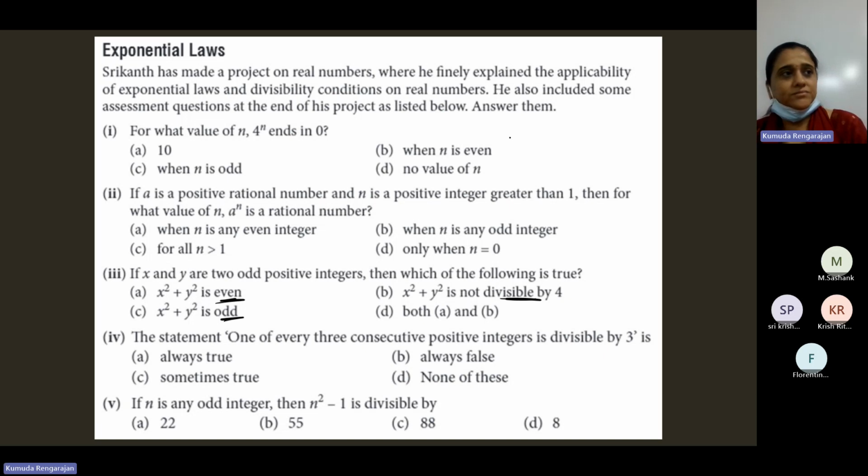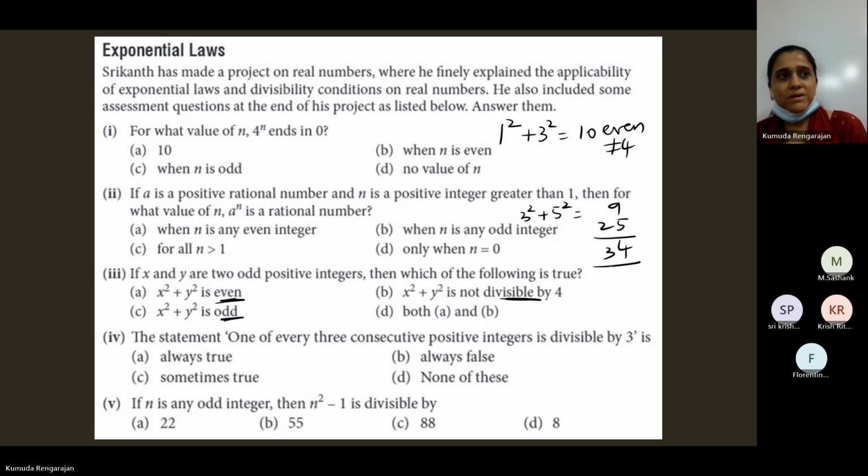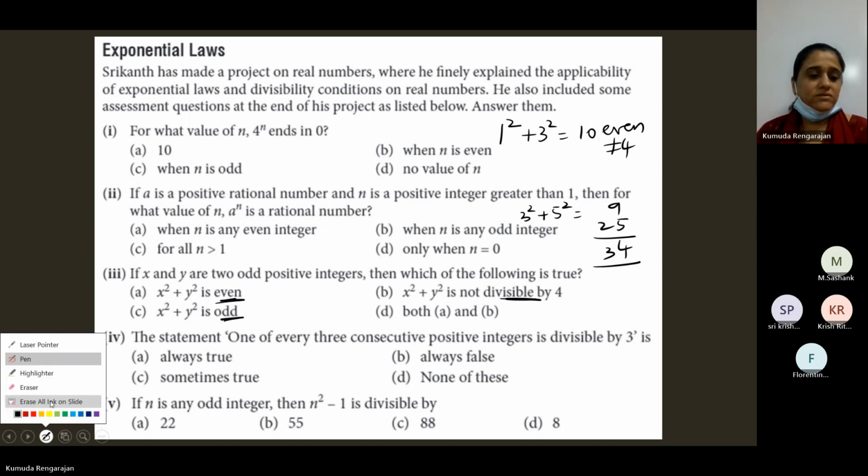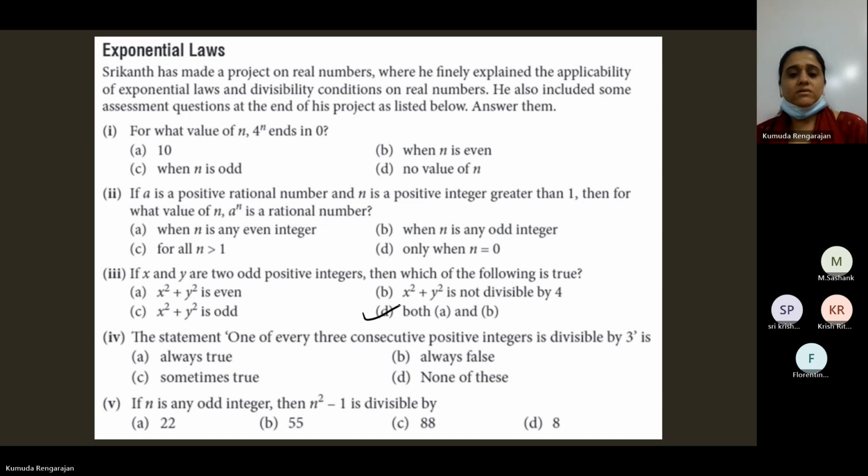So we're using these and trying to understand. x and y are odd. So we first took 1 square and 3 square. We got 10. 10 is even and it's not divisible by 4. Then 3 square plus 5 square. 3 square is 9, 5 square is 25. So what do you get? 34. 34 is even, but it's not divisible by 4. So 1 or 2 examples is enough. Both A and B. x square plus y square is even and it's not divisible by 4. So both A and B.